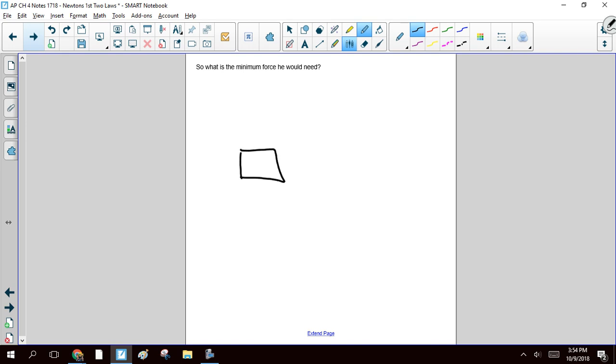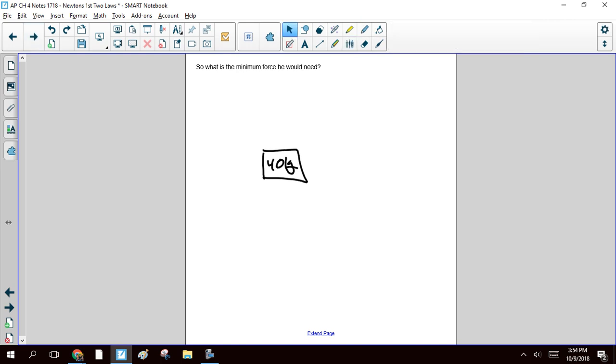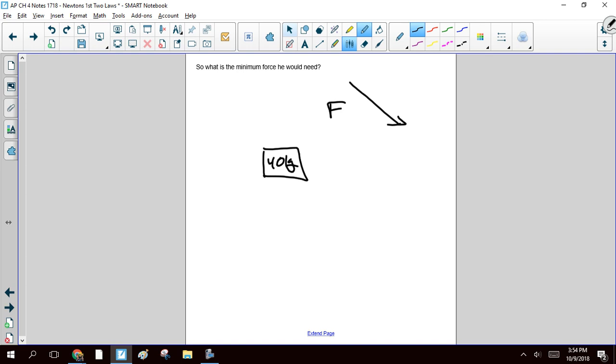So here's the lawnmower. It's still 40 kilograms. All right, and our goal is we want to get this thing moving, right? So Roy is still going to push at that same angle. Force of Roy, this is still 50 degrees.